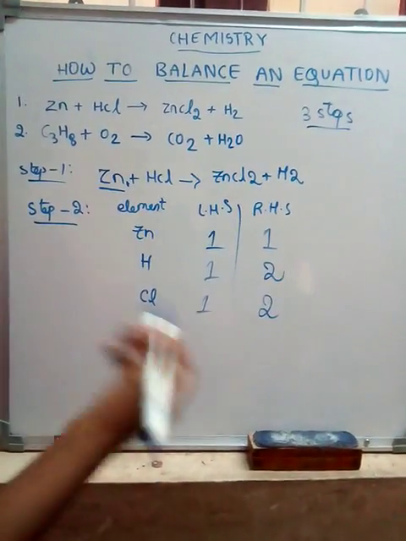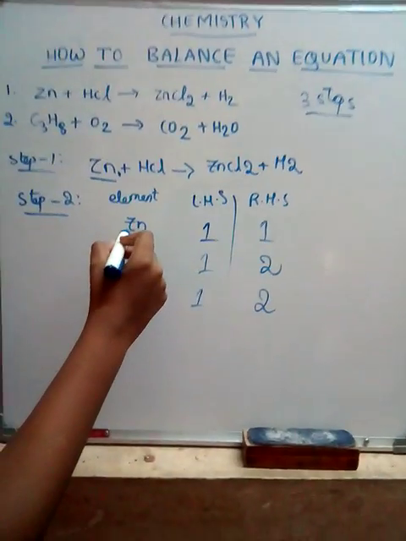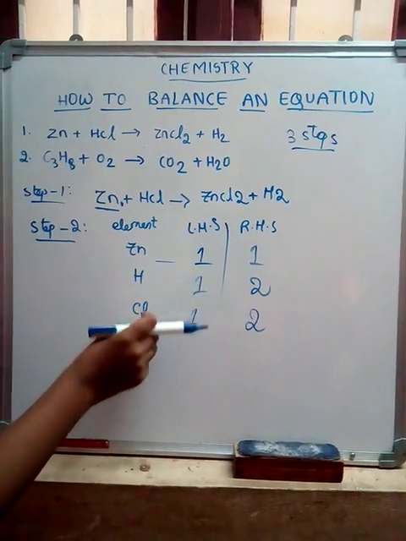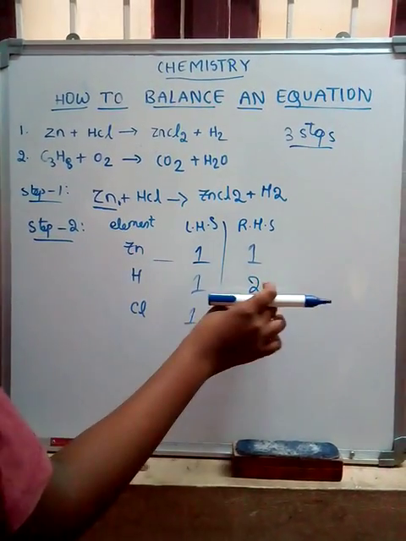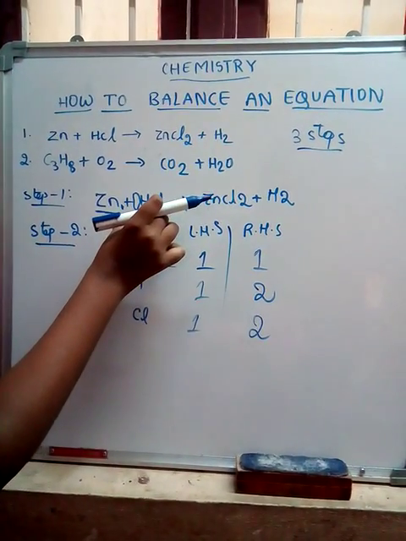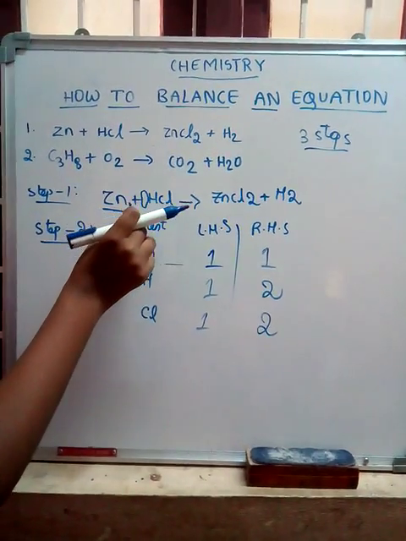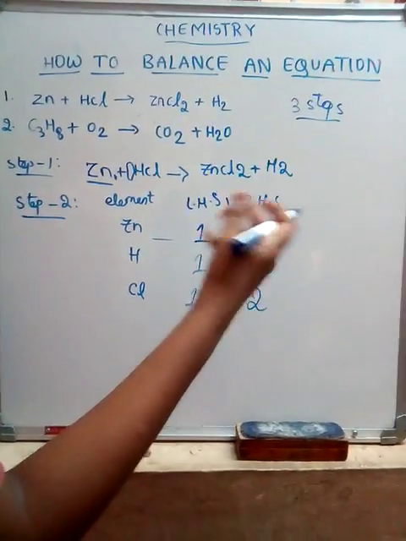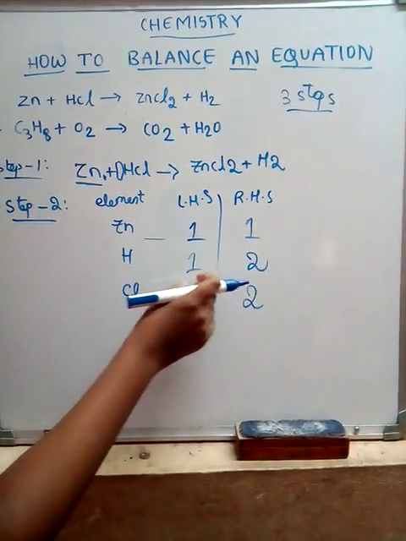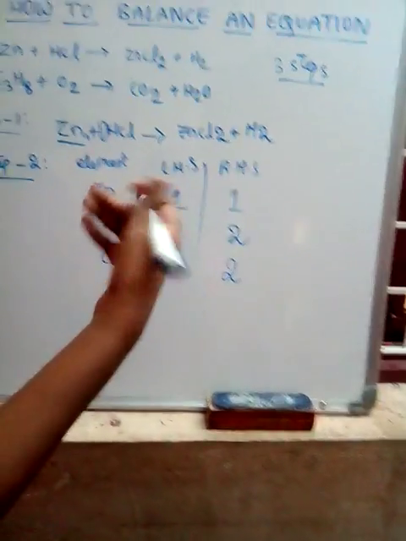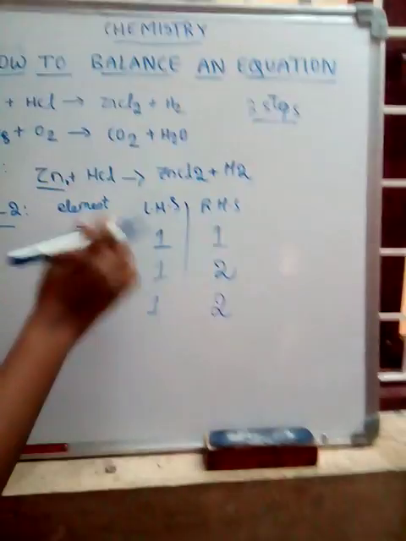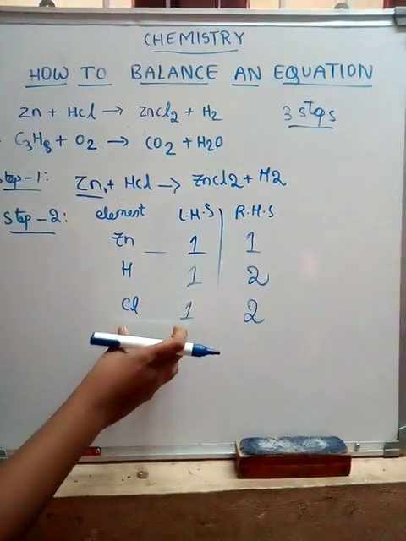So now we have to balance the equation. Zinc is balanced, with 1 atom on the LHS and 1 on the RHS. Hydrogen and chlorine need to be balanced. For this, you add a number in front of the formula, like a coefficient, but you must not change the given formulas. Hydrogen on the RHS has 2 and the LHS has 1, so we need to add 1 hydrogen and 1 chlorine.